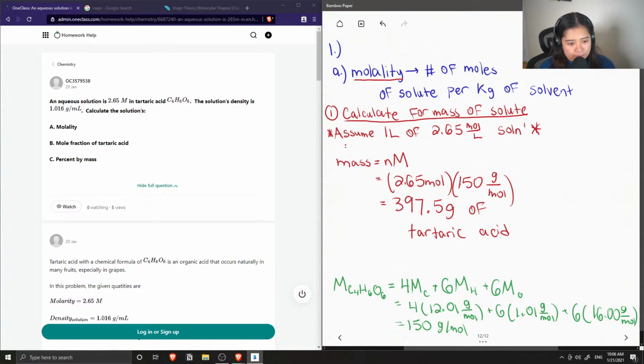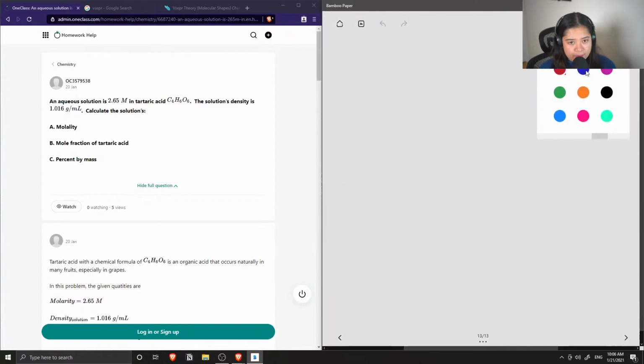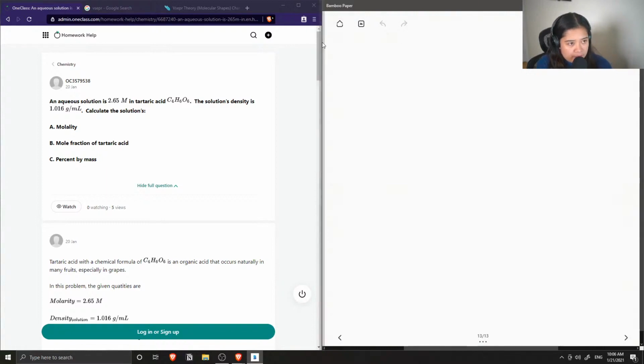Okay, so we know the grams of tartaric acid. I'm just going to start a new page just so that we can make more room. So we're still on part A, finding the molality, but step 2 of this solution is to calculate the mass of our solution.